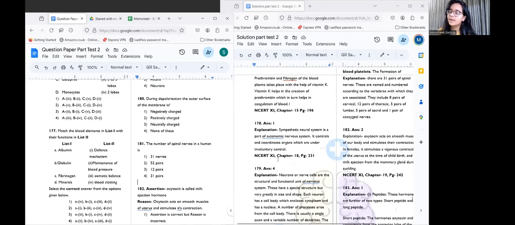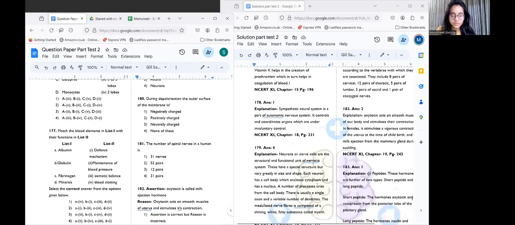So there are 31 pairs of spinal nerves because they are named and numbered according to the vertebra with which they are associated. So they have 8 pairs of cervical, 12 pairs of thoracic, 5 pairs of lumbar, 5 pairs of sacral, and 1 pair of coccygeal. So we see 8 plus 12 plus 5 plus 5 plus 1, which comes up to 31 pairs.